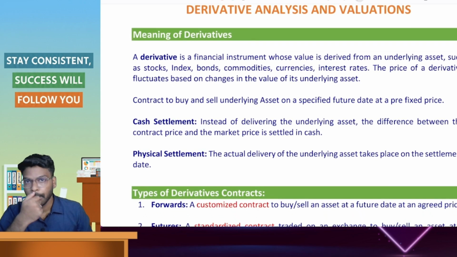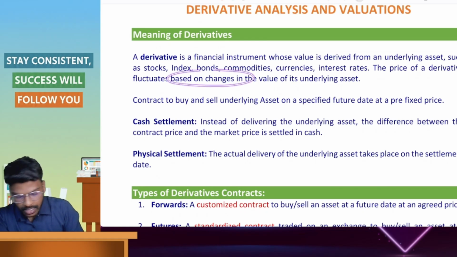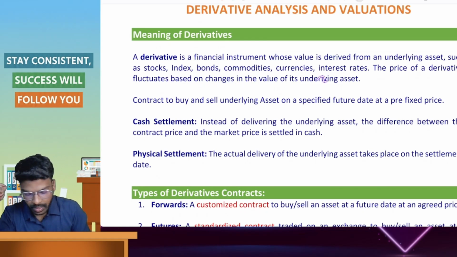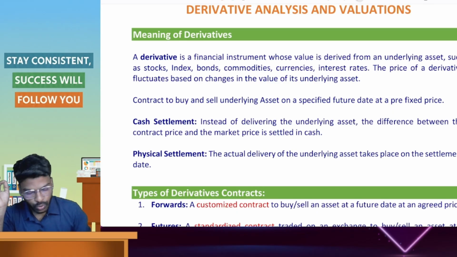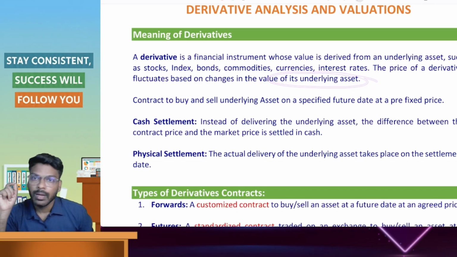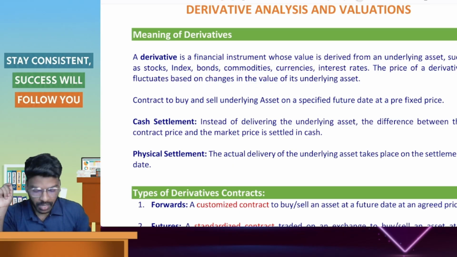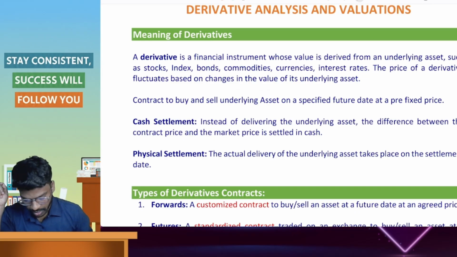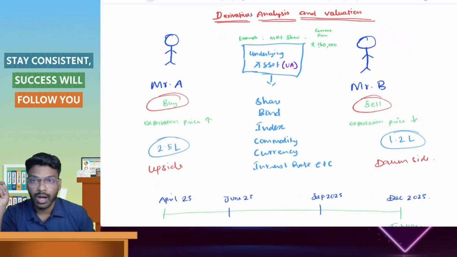Okay, next. The price of the derivatives fluctuates based on the changes in the value of the underlying asset. A derivative contract is entered for a future date, so during the period, the price will fluctuate based on the value of the underlying asset. Okay, I'll give you an example of what we mean by a derivative contract.